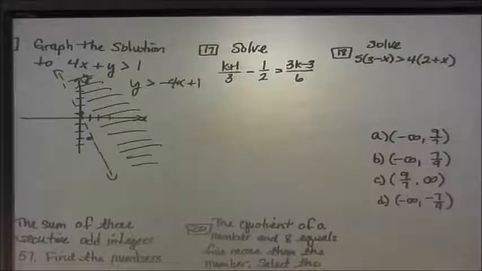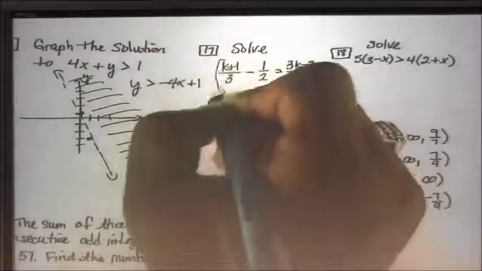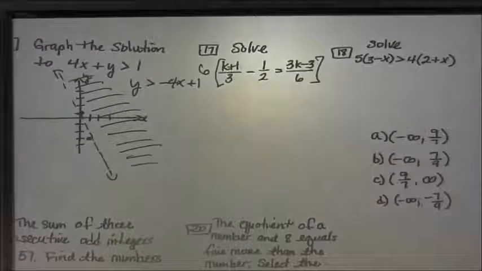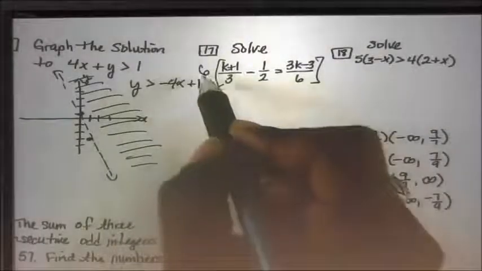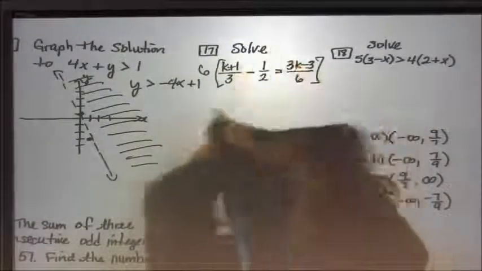Number 17 says solve. What's our common denominator? Just 6. So remember, we gotta get the stuff from the top, right? In order to do that, we gotta get rid of the bottom stuff. So multiplying by a common denominator of 6. 3 goes into 6 how many times? And 2 times this stuff up here gives me?